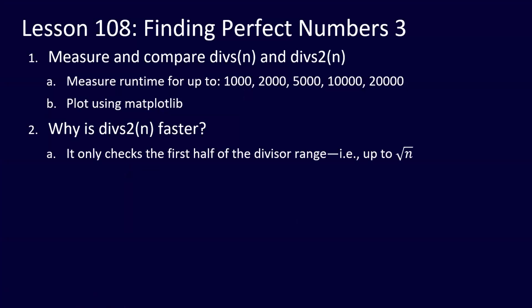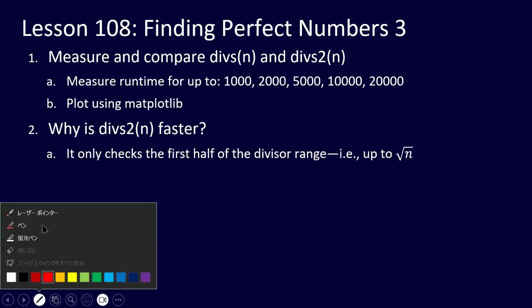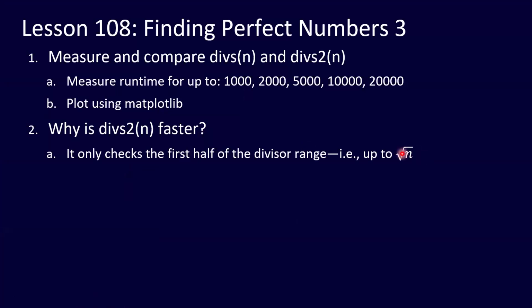The point is, it only checks the first half of the divisor range. Actually, it's not half. It only checks up to the square root of n, rather than the original div1, which checks up to n, while div2 checks only up to the square root of n. For 24 or 36, that's not a big difference.